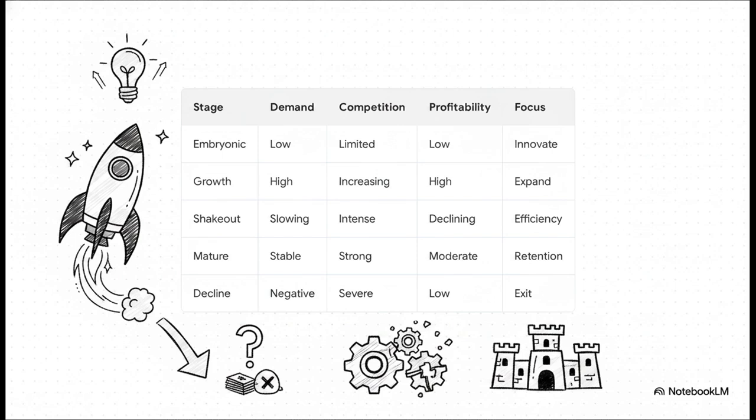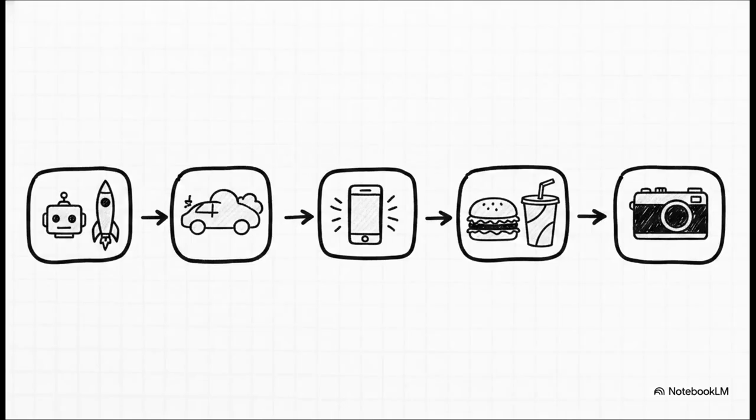Finally, in decline, demand drops off, price wars are fierce, and you've got to make the tough call. Do we harvest profits, reposition, or just completely exit? Let's bring this to life with some real-world examples. Think about artificial intelligence or commercial space tourism right now. Those are embryonic. You're seeing massive investments, huge uncertainty, and mostly just early adopters.